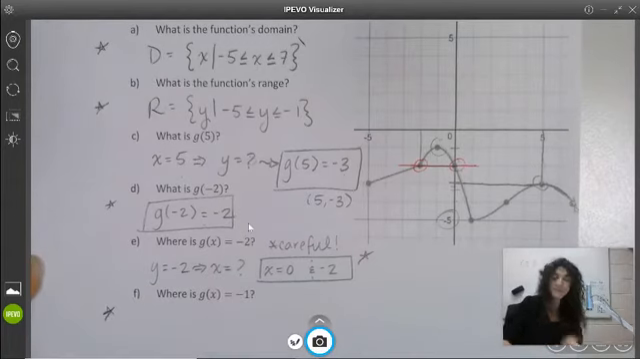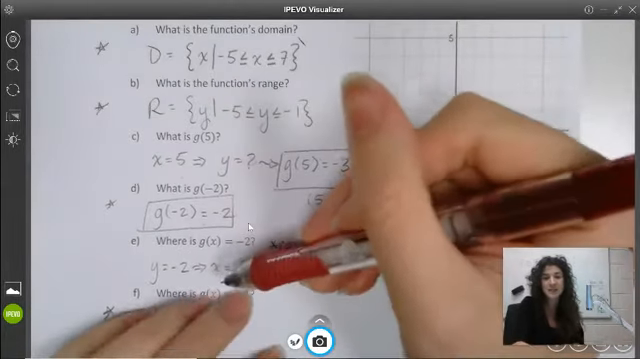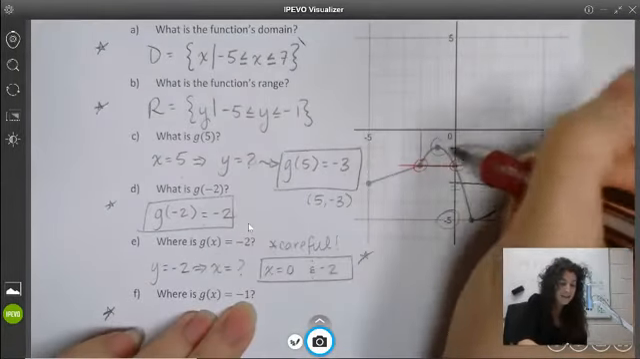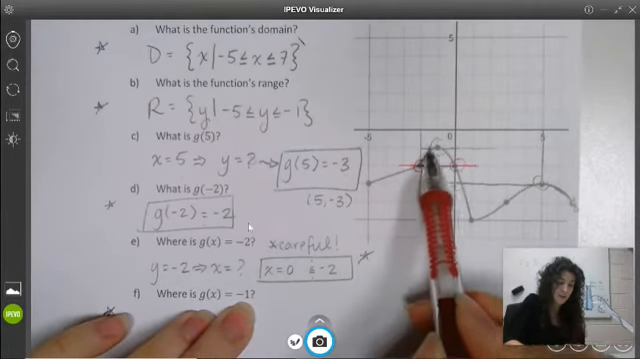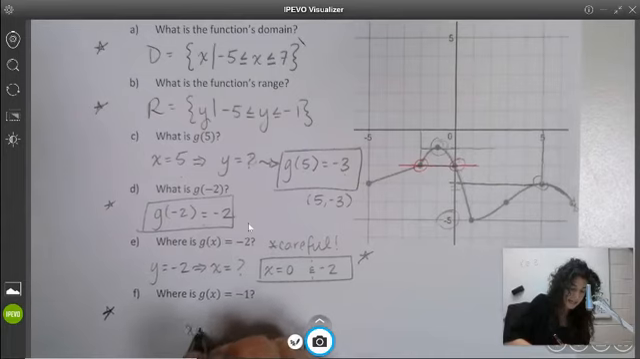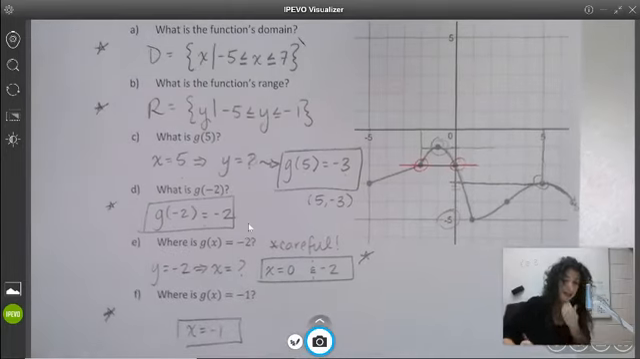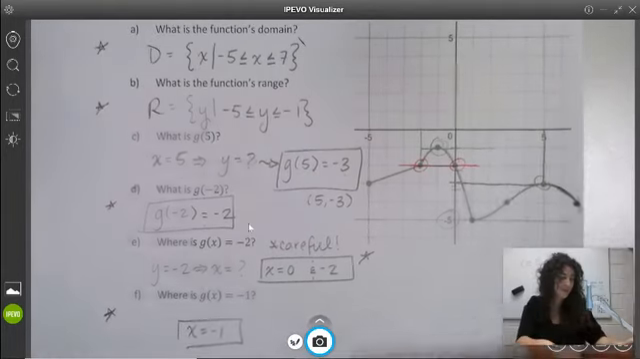Okay, go ahead and do F on your own. F is a little bit easier than E, which is nice because we're going to go to negative 1 on our y-axis and think about anything that hits negative 1 all the way across, and there's only 1 point, and that is at the x value of negative 1.